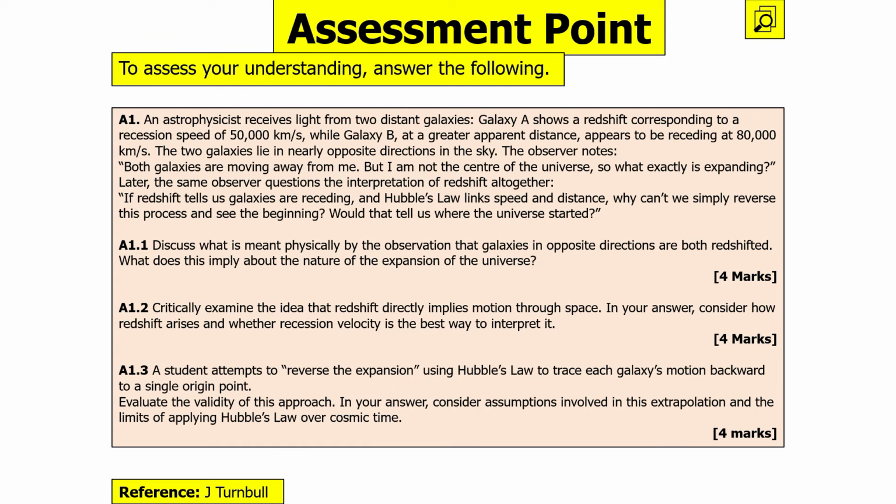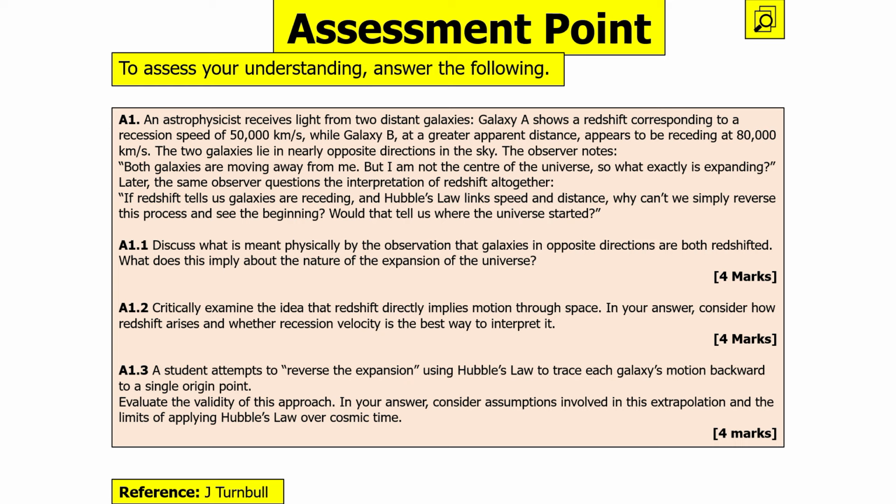An astrophysicist receives light from two distant galaxies. Galaxy A shows a redshift corresponding to a recession speed of 50,000 km per second, whilst Galaxy B, at a greater apparent distance, appears to be receding at 80,000 km per second. The two galaxies lie in near opposite directions in the sky. The observer notes, both galaxies are moving away from me, but I'm not at the centre of the universe, so what exactly is expanding? Later, the same observer questions the interpretation of redshift altogether.